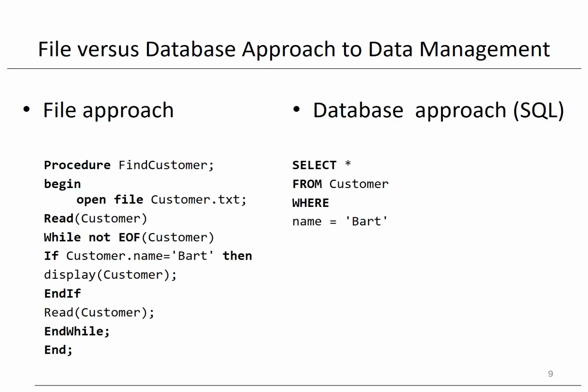In the file approach, every application had to explicitly write its own query and access procedures. Consider the following example to the left in pseudocode. Basically, we first open a customer.txt file and read the first record. We then implement a while loop that iterates record by record through the file until the end of the file, as indicated by EOF customer, is reached. If the desired data is found, customer.name equals Bart, it will be displayed.